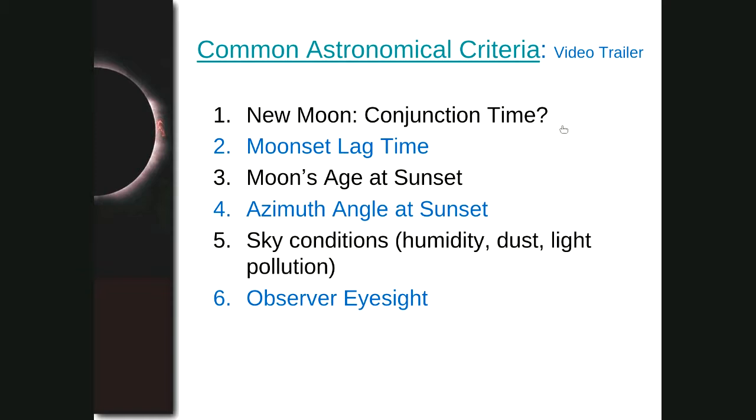And the time between moonset and sunset. If the moon sets before sunset, you're not going to see it. If the moon sets after sunset, how much time? So it will give you conditions. Of course, there are conditions that you cannot control, like humidity, dust, light pollution, and many of these things.